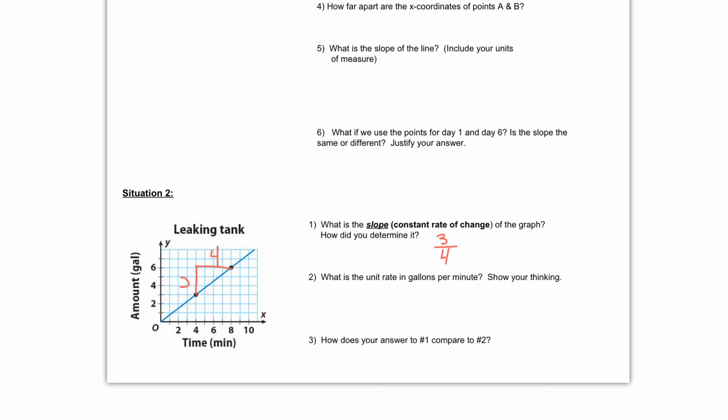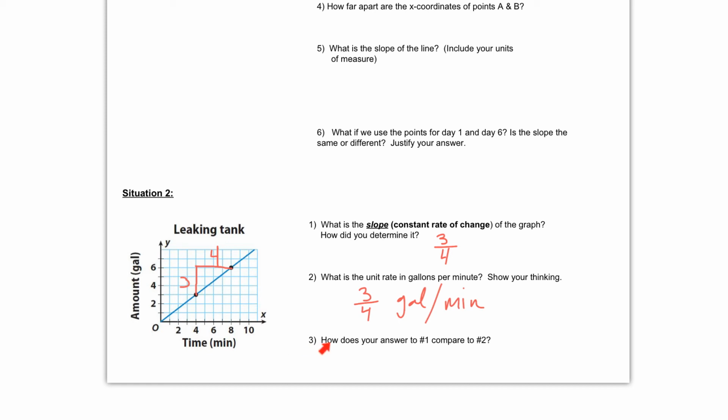In the second one, it says, what is the unit rate in gallons per minute? Show your thinking. The unit rate just says, let's label this with our units, which is the gallons per minute. So we could say this is 3 over 4 gallons per minute.